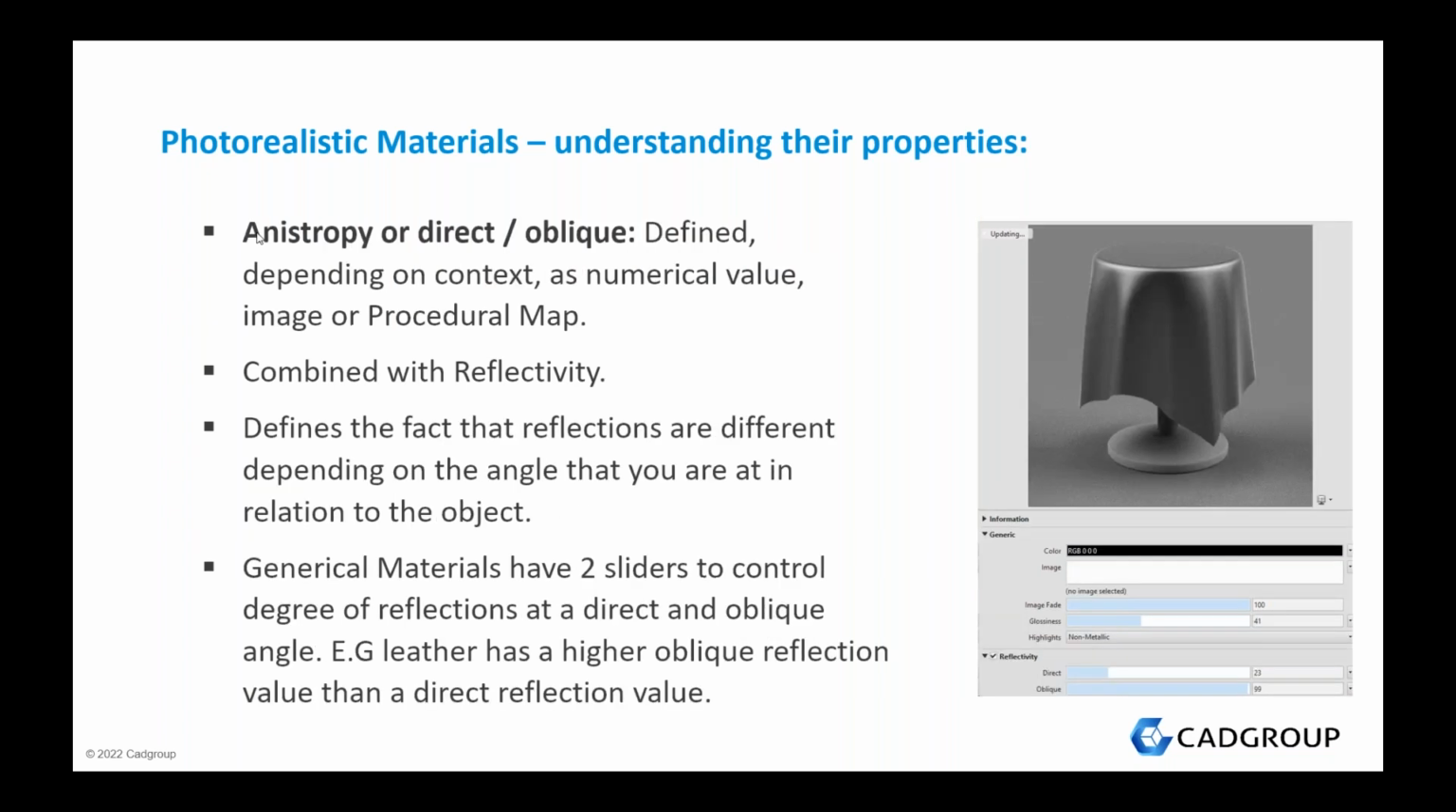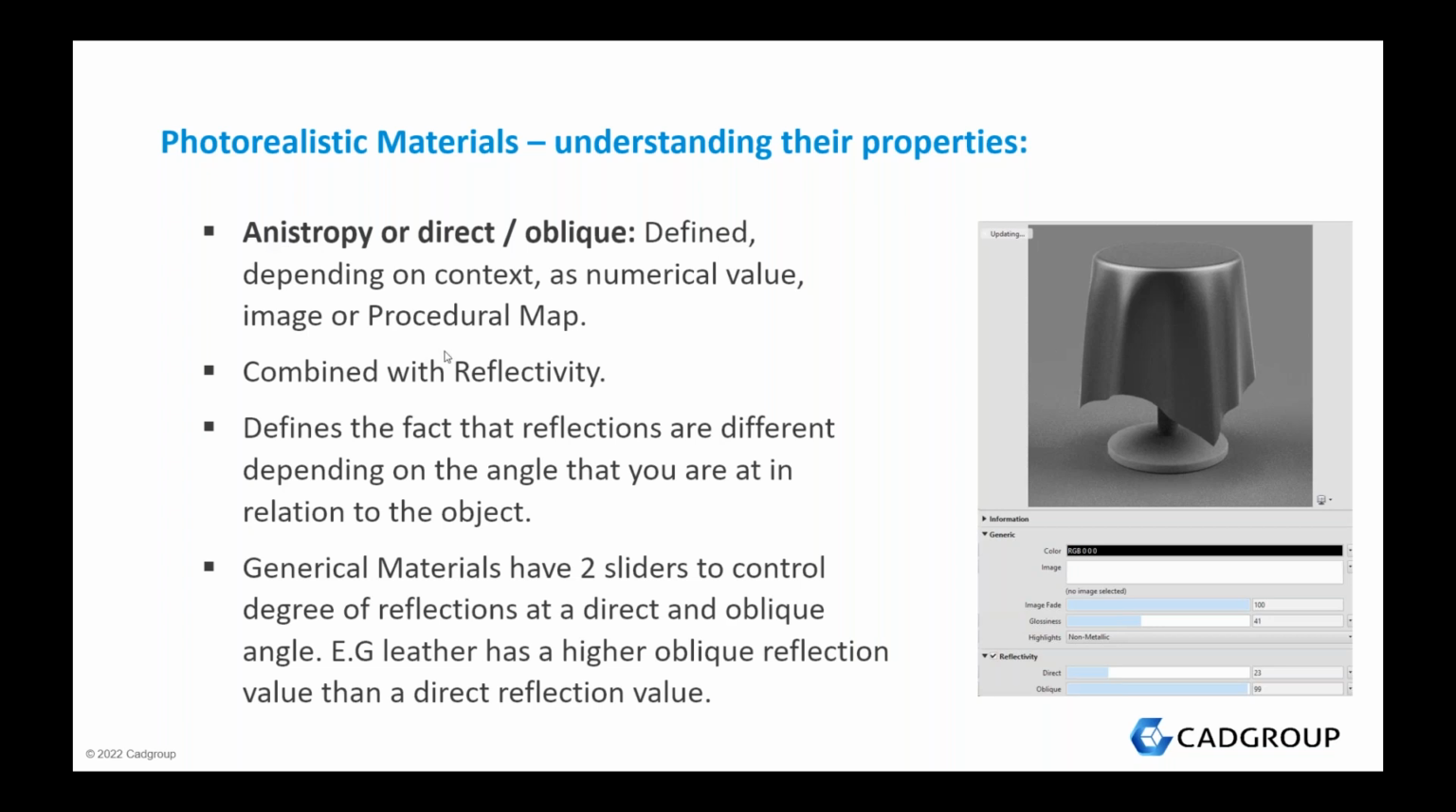The other thing I mentioned that works in collaboration with reflectivity is the property of anisotropy. And in this case, down here, you can see that this is controlling anisotropy, but it's not called that, very unhelpfully. It's called direct and oblique. So what are we talking about with anisotropy?